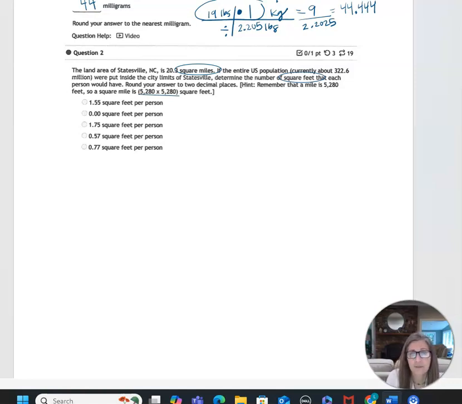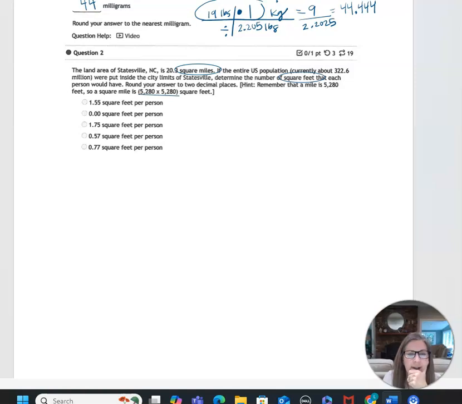Remember that a mile is 5,280 feet. I don't see that on this chart, but honestly, I'm not taking that much time to look. Okay, they give you that in the problem, so you don't need a conversion chart because they told you that.